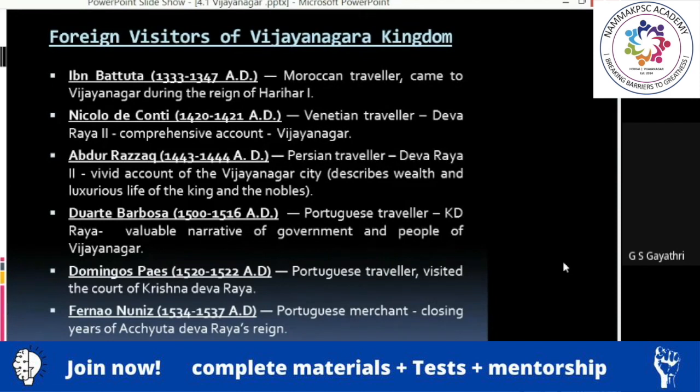First one is our Ibn Battuta. He's a Moroccan traveler, who came to Vijayanagar during the reign of Harihara the First. Harihara, again a Sangama ruler, is one of the most important rulers of the Sangama Dynasty in Vijayanagar Empire, because he is the one who consolidates the neighboring principalities to form this Vijayanagar Empire. Then comes Niccolo di Conti, a Venetian traveler from Venice, who visited the Devaraya II court. He gives a comprehensive account on Vijayanagar. Devaraya II is also one of the important kings of our Sangama dynasty.